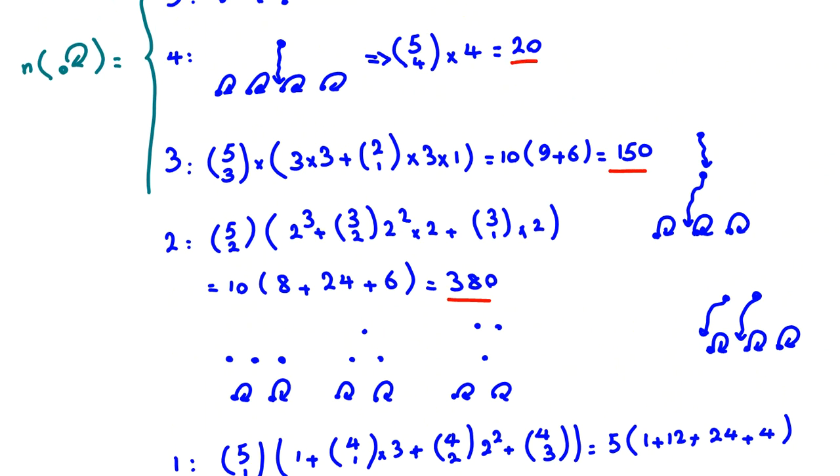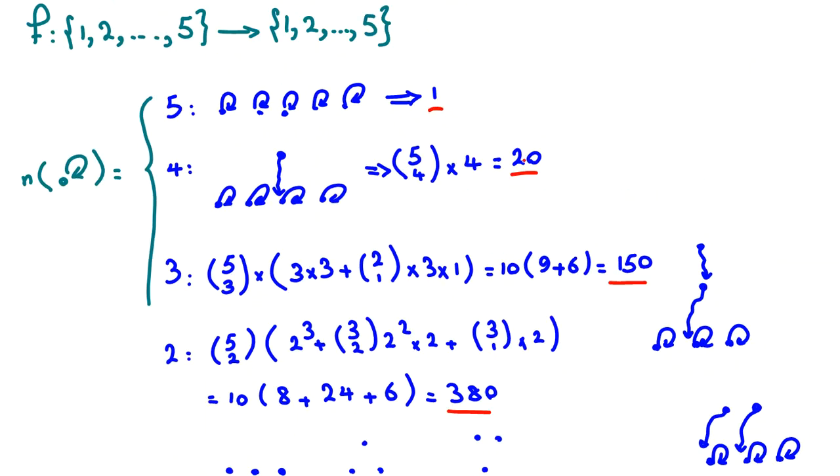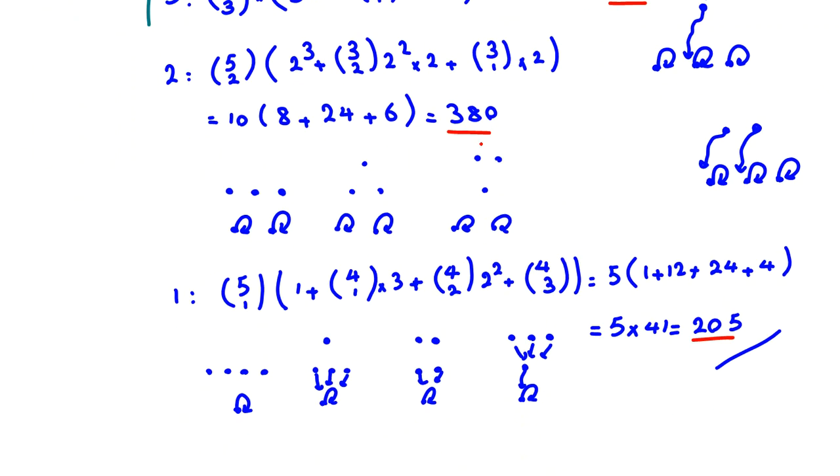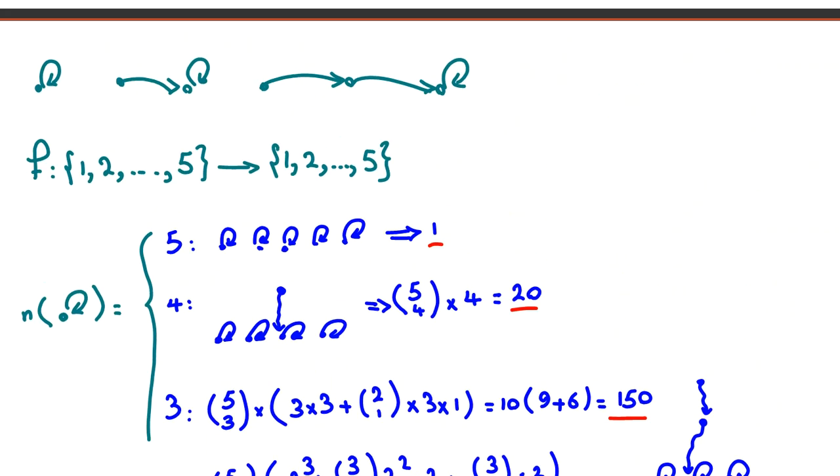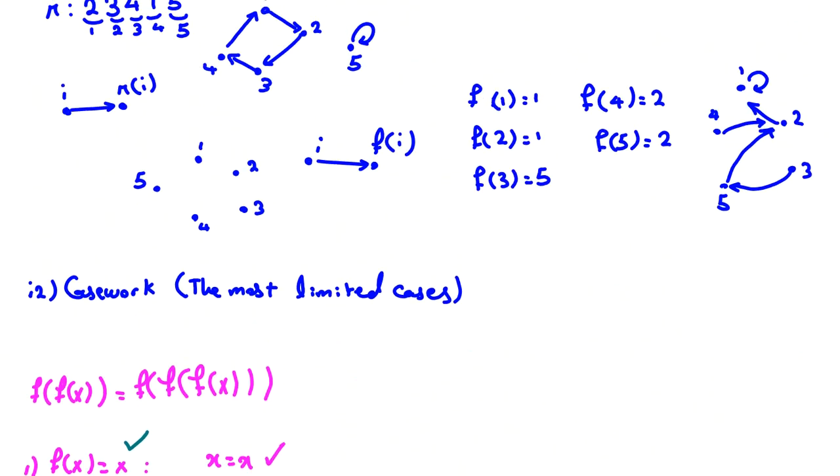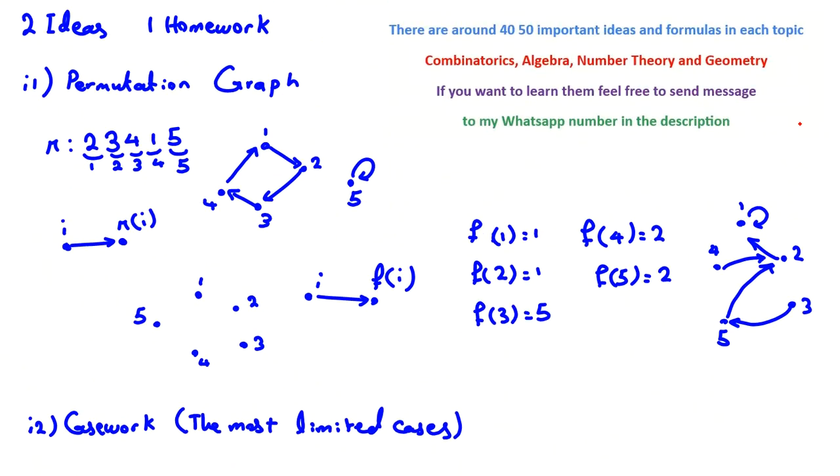Now, if we want to add these numbers, 205, 380, 150, 20, and 1. 1 plus 20, 21. Plus 150, 171. 171, 471, 551. 751, 756. So the answer is 756. Okay, so we've solved this problem by using these two ideas, casework and permutation graph, or graph of this function.